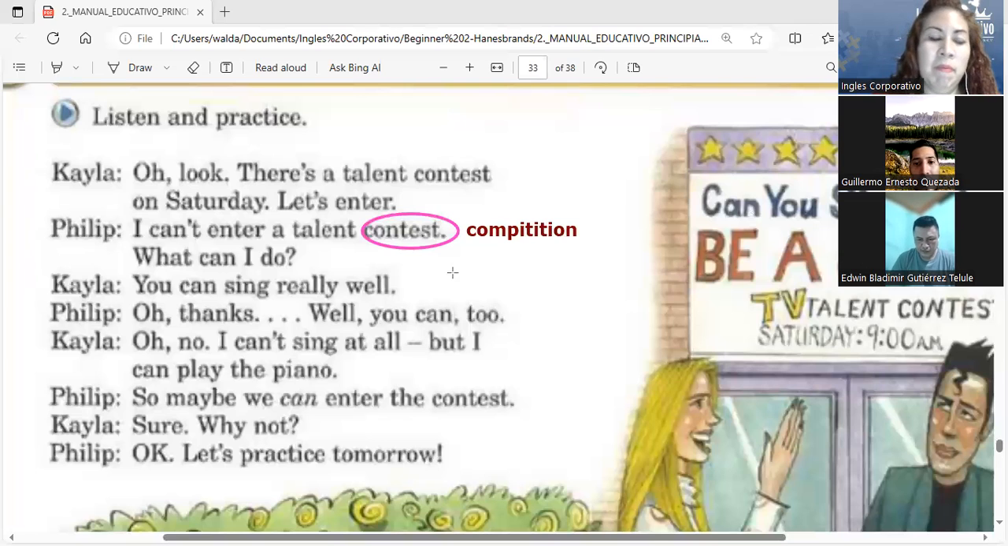Oh, look, there's a talent contest on Sunday. Let's enter. I can enter a talent contest. What can I do? You can sing really well. Oh, thanks. Well, you can too. Oh, no, I can't sing at all, but I can play the piano. So maybe we can enter the contest. Sure, why not? Okay, let's practice tomorrow. All right, bravo, excellent, very good.